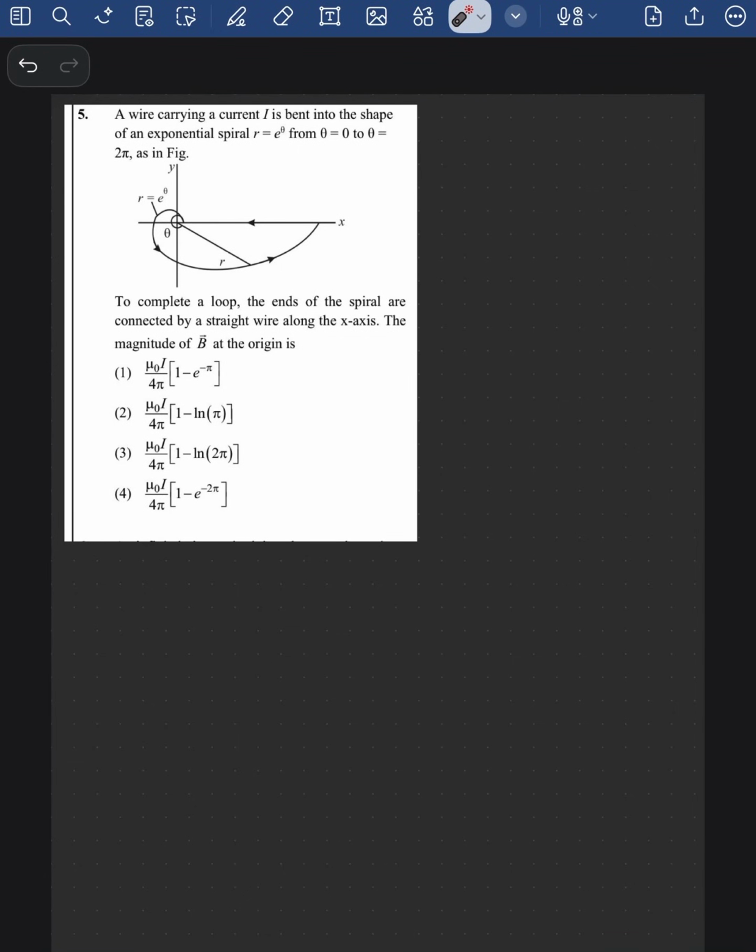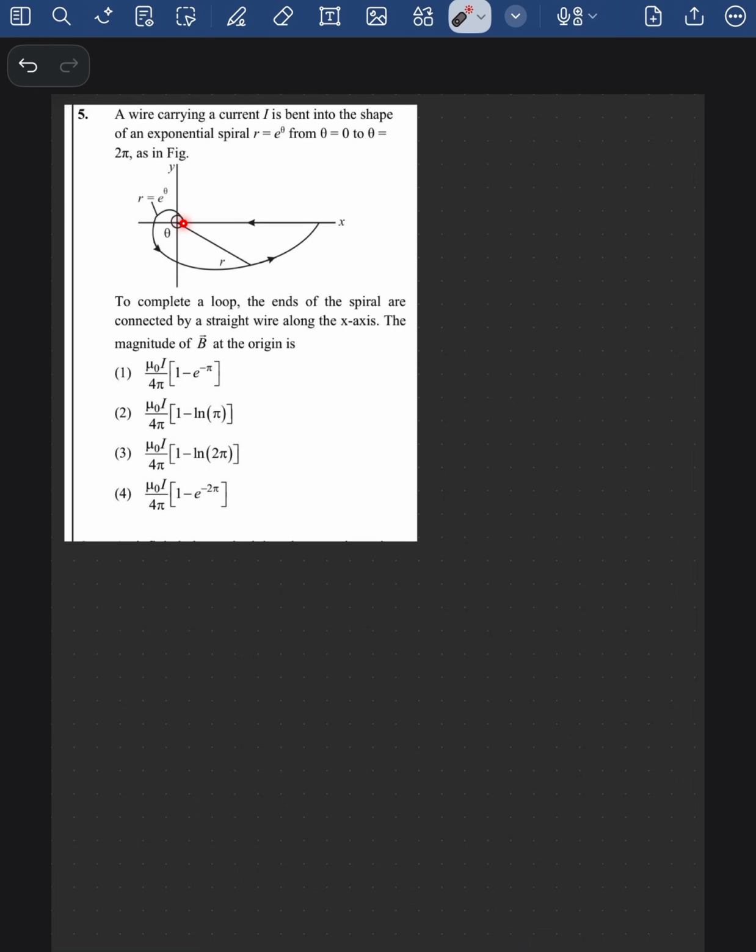Hey guys, so in this question, you have a wire carrying a current I, and this wire is bent in the shape of an exponential spiral, that is r is equal to e power theta, from theta is equal to 0 to theta is equal to 2 pi, right? So here r is distance from the origin. So you have a wire in the form of a spiral, and the distance of this wire from the origin is r basically, and that r is varying with theta.